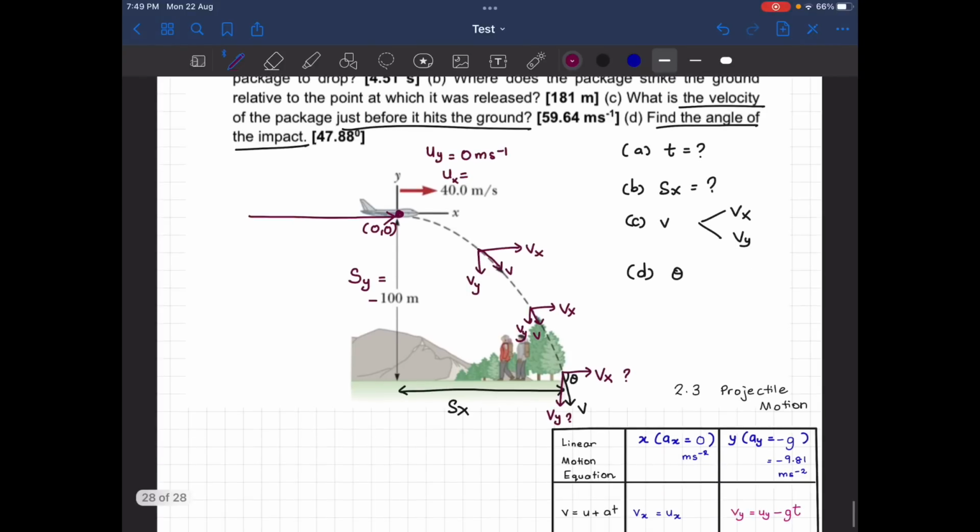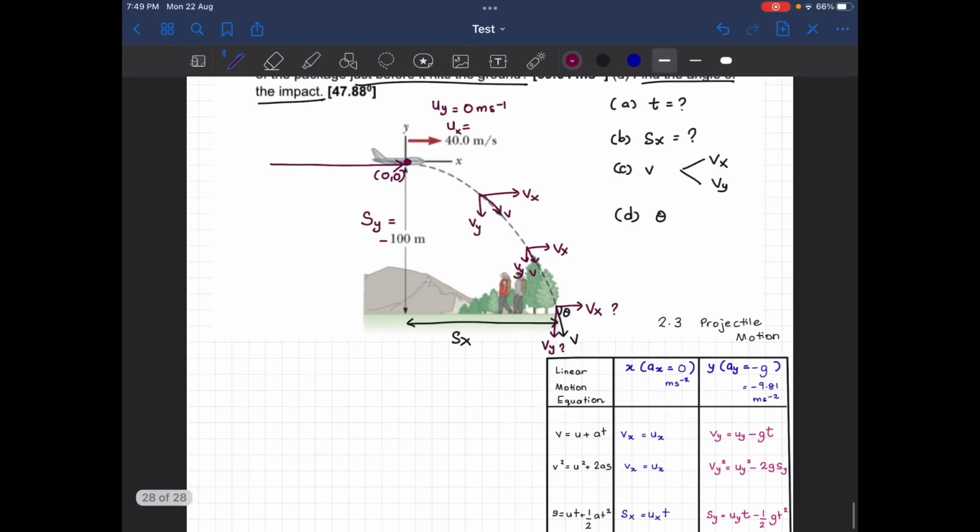So if we write down what we have, the information for the X and Y components: Uy is equal to 0, our Ux is 40 m/s, and we also have our Sy is negative 100. I think that's all we have. So we want to find the time. Let's see what formula we can use.